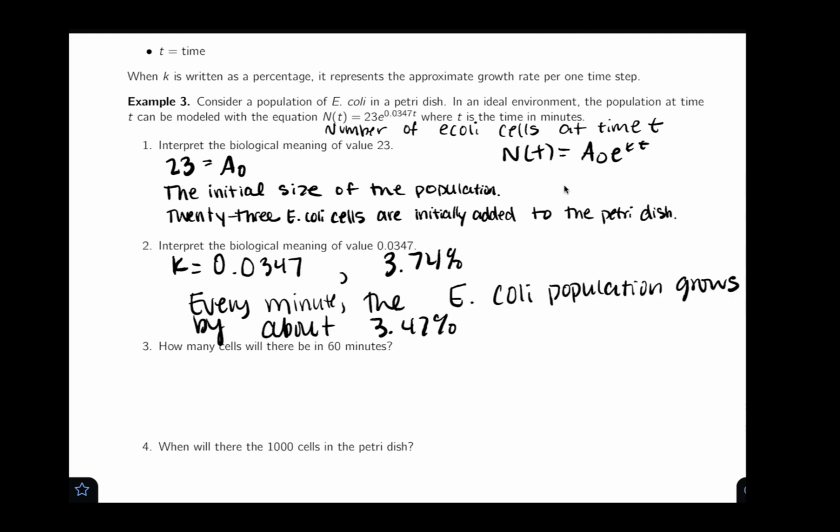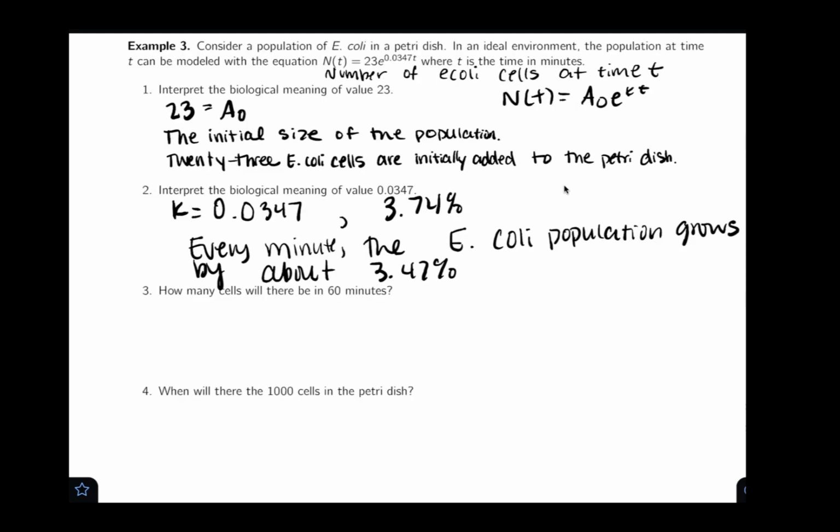All right, so already we know that we started with 23 cells in my petri dish, and every minute my population is growing by about 3.74%. We can use this information to answer questions like, how many cells will there be in 60 minutes, and when will the petri dish have 1,000 cells in it? Both of these questions involve using our original formula, n of t equals a naught equals 23 e to the kt. Let's start with determining how many cells there will be in 60 minutes.